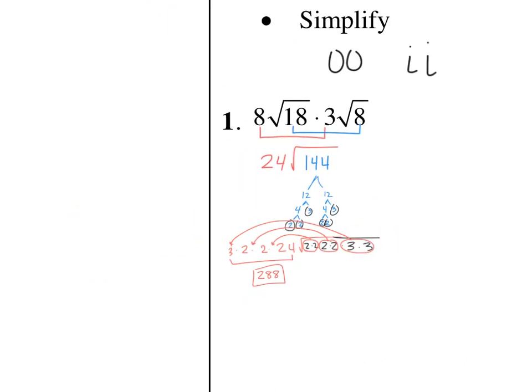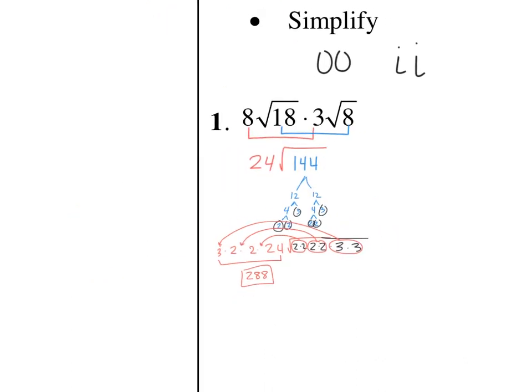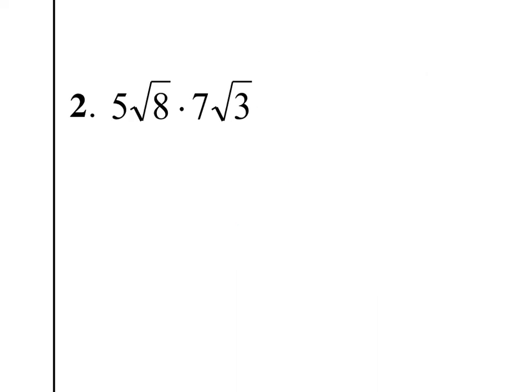And that's how you multiply radicals. So in this example, we want to do 5 radical 8 times 7 radical 3. Again, outside times outside, inside times inside. So for this example, I'm going to do 5 times 7, which is 35. And then I'm going to do 8 times 3, which is radical 24.